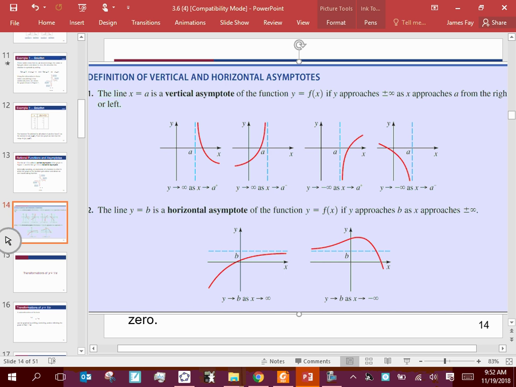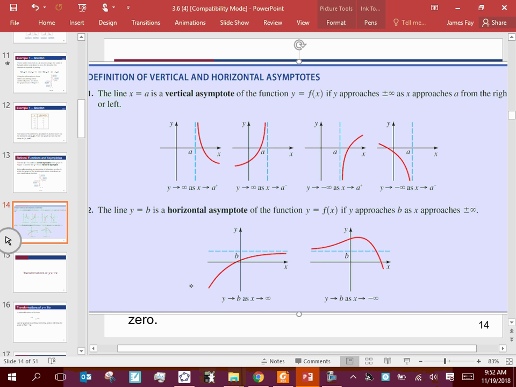goes to infinity. How do I know if that's because of an asymptote or because that's the end behavior of a polynomial? It's because of what x value you're approaching that allows you to make that distinction. Down here, it talks about the line y equals b being a horizontal asymptote if your y values are approaching b as x approaches infinity. So if you read that, that's end behavior. That is exactly how we define end behavior.